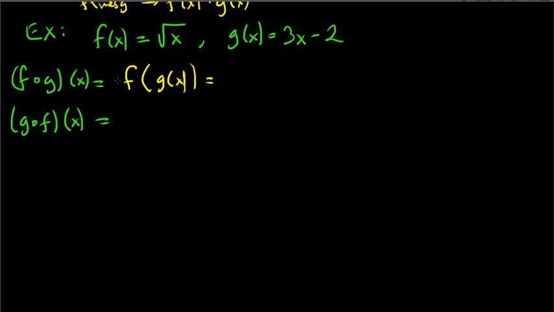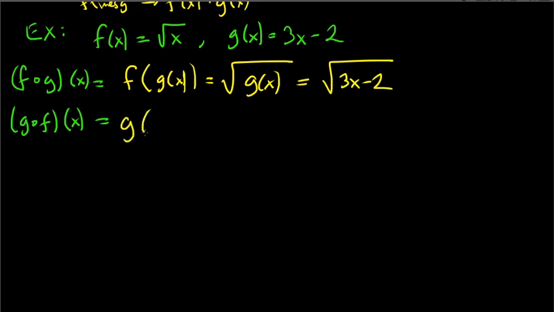I would say, look, what does f do to x? It takes the square root of it. So what does f do to g? It does the same thing. It takes the square root of g of x. You just take the square root of whatever's in the parentheses. In this case, it's g of x. Now, what's g of x? Well, it's 3x minus 2. So you just take the square root of that. That's all it is.